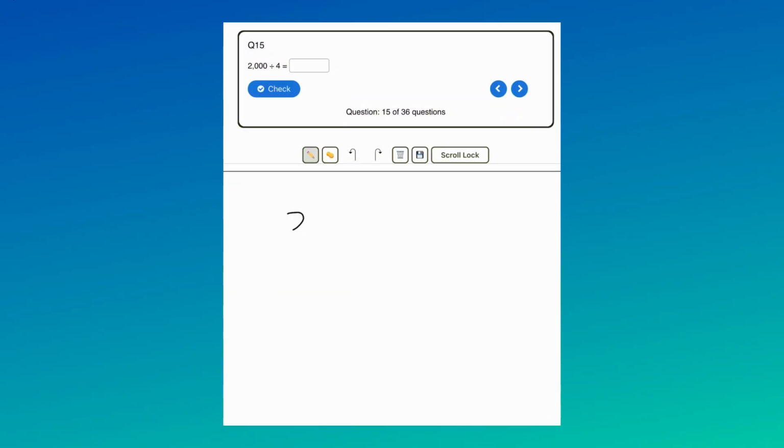Question 15. 2,000 divided by 4. So this is the bus stop method. 4s into 2 we can't do, but 4s into 20 we can do. So I'm going to put my answer above the 0 of the 20. 4s into 20 is 5. Now 4s into nothing is nothing. 4s into nothing is nothing. So our answer is 500.